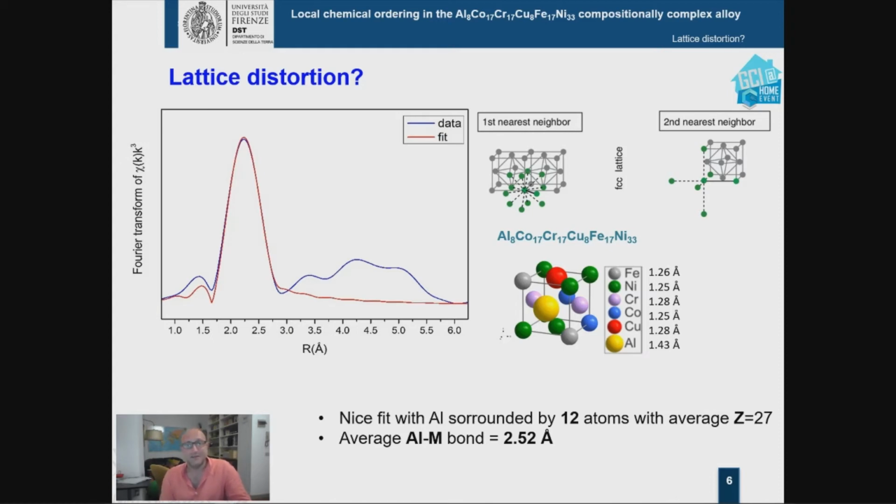With EXAFS, we have direct access to this kind of information, since we can have information about nature, distance, and number of first nearest neighbors. Here, for instance, is a first shell fit at the aluminum K edge, and we notice that aluminum fits nicely with 12 atoms around it, with an average atomic number of 27, which is in agreement with the alloy's composition. But we have a very peculiar result about the average distance between aluminum and the other 3D metals, since the distance is only 2.52 angstrom, which is much smaller than what we would expect on the basis of pure metallic radius considerations, since aluminum is almost 0.2 angstroms bigger than the others. So the first important result that we have is that aluminum reduces its metallic radius in order to accommodate into the lattice and to lessen the distortion of the alloy.